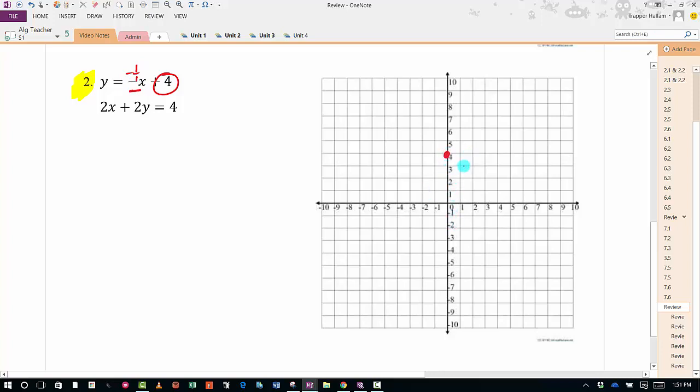There's our 4. We're going to go down 1, right 1, and repeat. And we're going to get something that looks like a pretty good line here. Go ahead and draw our line in. So there is the first line.